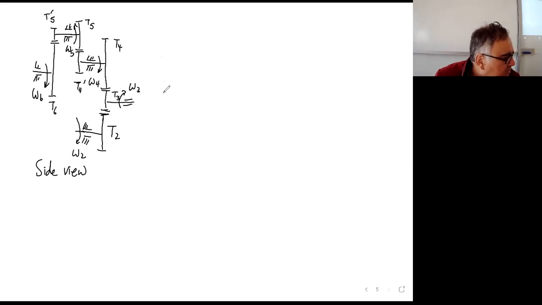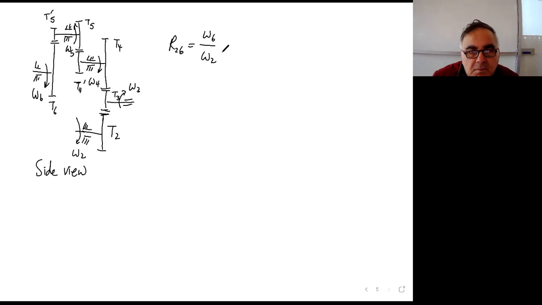Okay, so what did we find? R26, which was omega 6 over omega 2, output over the input, was equal to T5 prime, T4 prime, T2 divided by T6, T5, T4.